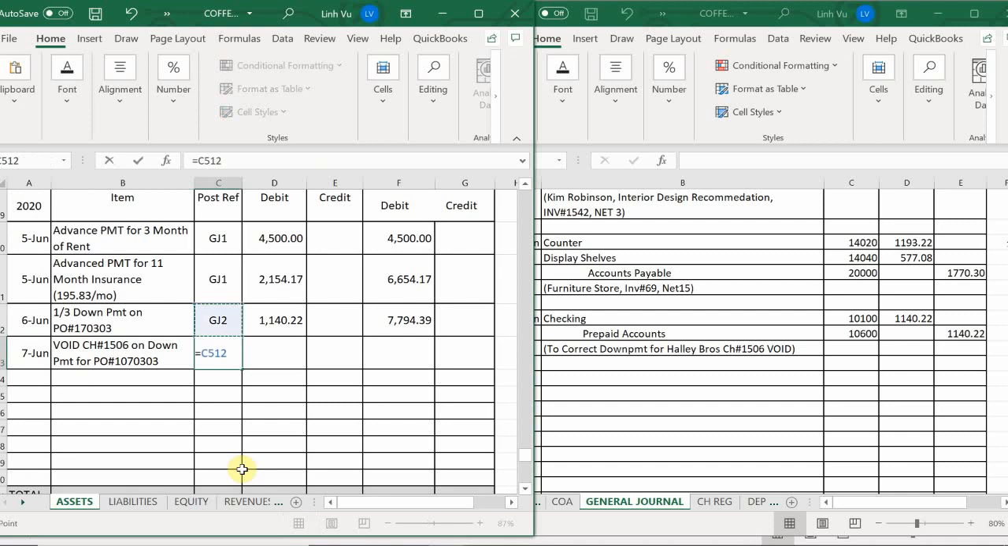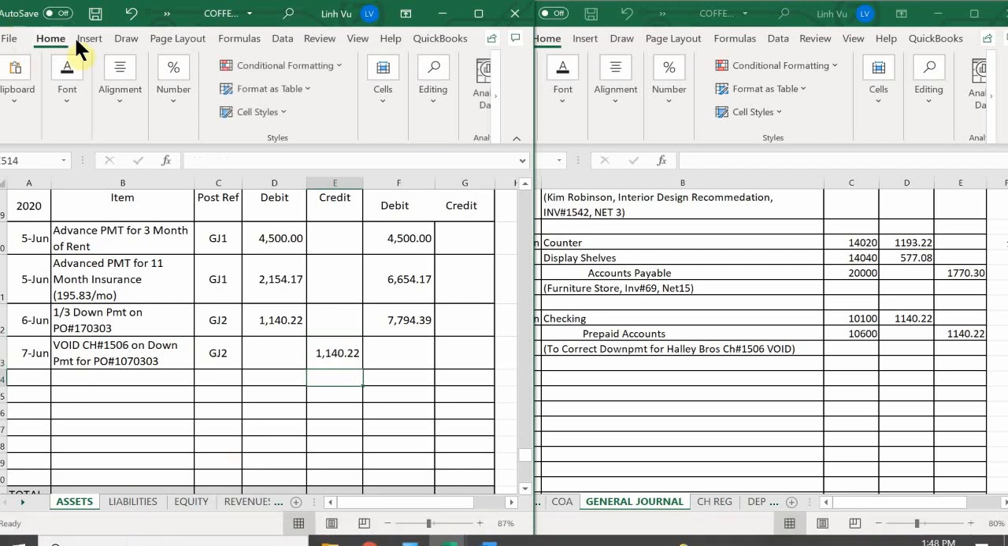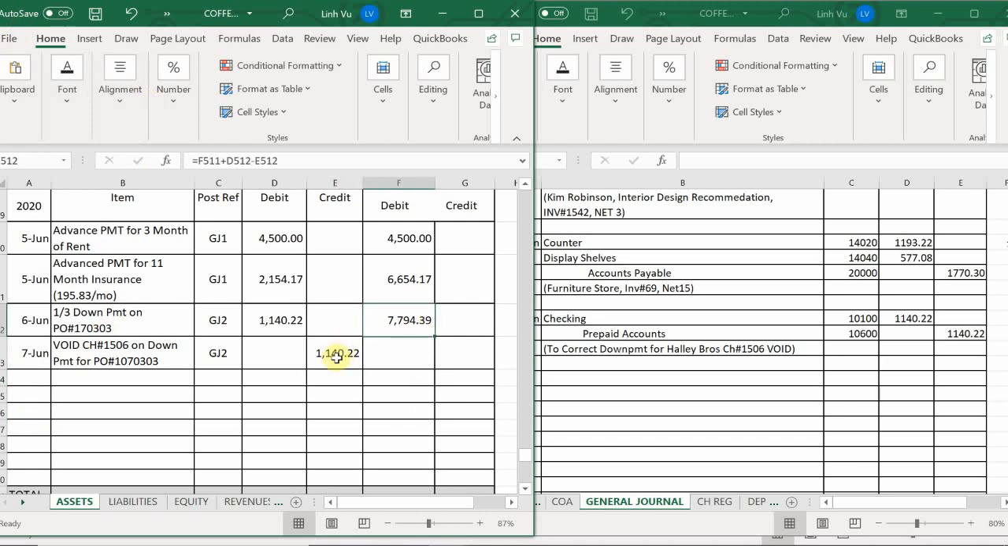Okay, general journal number 2. And we're going to credit the account for 1,140.22. So we're back to 54,117. Good. And now you go to the subsidiary ledger. Okay, good. We've got to go to the subsidiary ledger to fix that too.